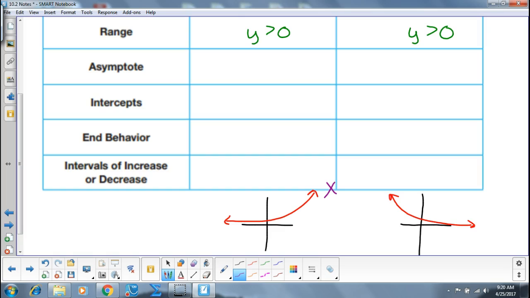On this side, what's my function approaching? 0. Is it ever going to cross over 0? No. So wouldn't that be an asymptote? Well, what's the equation of my asymptote then? X equals 0. X equals 0 is a vertical line. Y equals 0. Now let's look at the decay function. What's the asymptote there? Y equals 0. They're very similar.